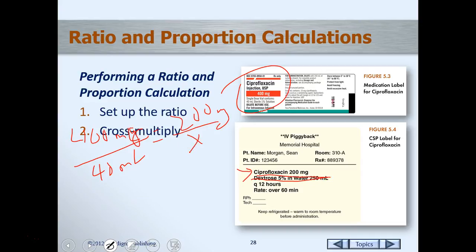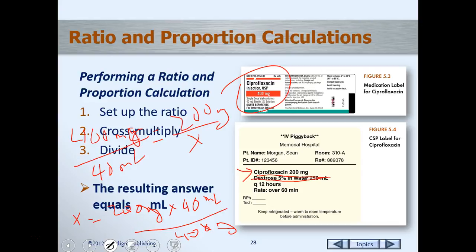All right, so I set up my ratio. Now I'm going to do my cross multiplication. So X is equal to 200 milligrams times 40 milliliters divided by 400 milligrams. Do my cancel, get rid of some zeros. So then I determine my division, and my resulting answer will be 20 milliliters. All right, how'd you do?